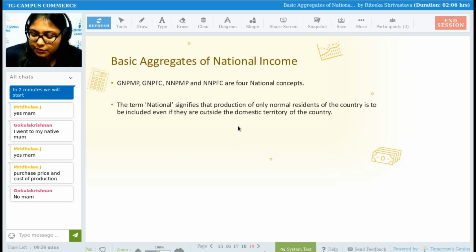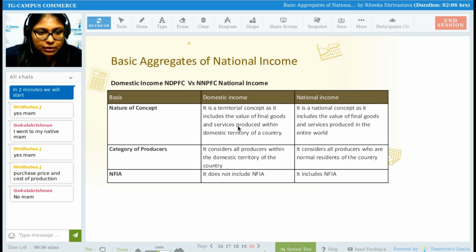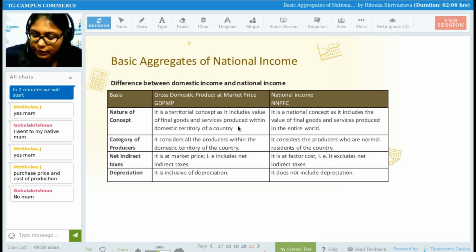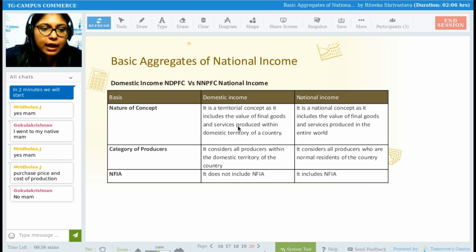Okay, so these were the four terms related to national. Now there are two differentiations. I'll do one and the other I'll give you all as homework, so you all have to do it and come. First, what is the difference between domestic and national income? A 2 marks question is expected in the examination.